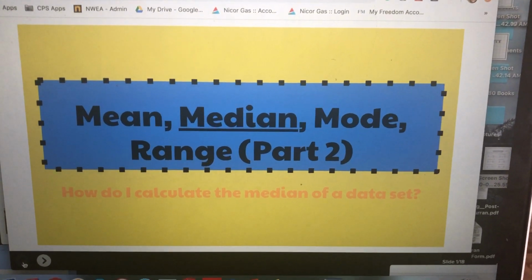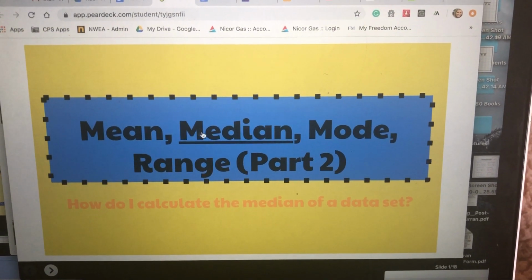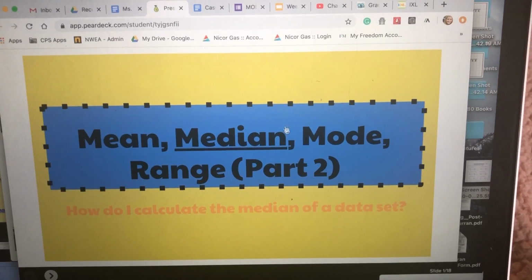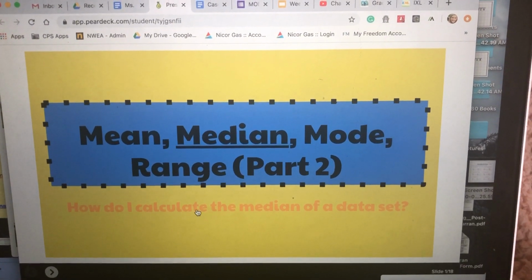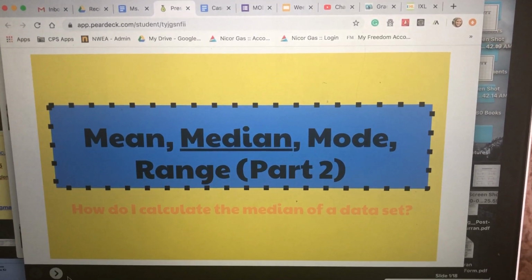Hi everyone, in this video we're going to be talking about how to find the median of a data set. So how do I calculate the median of a data set?